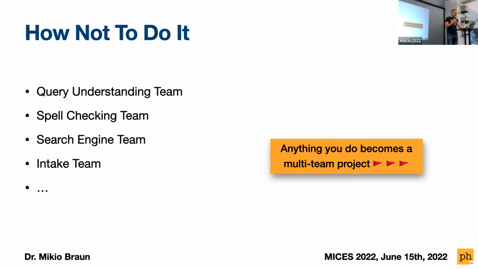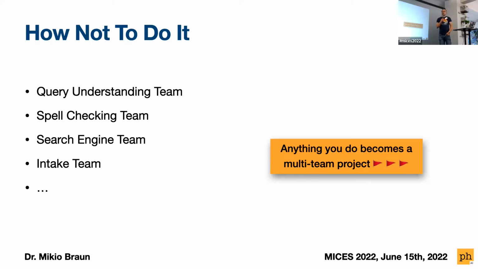Okay. So one thing on how not to do it, which was an interesting lesson for me. I think the first idea is when you have the architecture diagram, and then you think, okay, we have one team for each of the components, right? So you have a query understanding team that deals with that part of the pipeline. Maybe you have a spell checking team and so on.